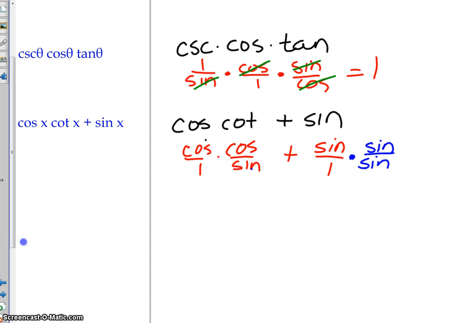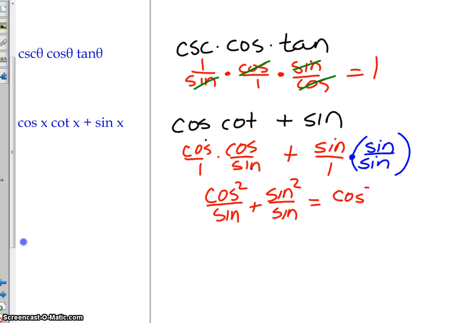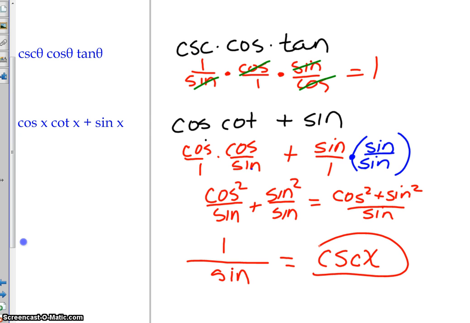But I can only multiply by a 1. So to multiply by 1, I just multiply by sine over sine. What I get here is cosine squared over sine, and I'm adding it to sine squared over sine. So what I get is cosine squared plus sine squared all over sine. If you remember, cosine squared plus sine squared can be replaced with a 1. So now I have 1 over sine, and 1 over sine can be replaced with cosecant. So my answer in the end was simply cosecant.